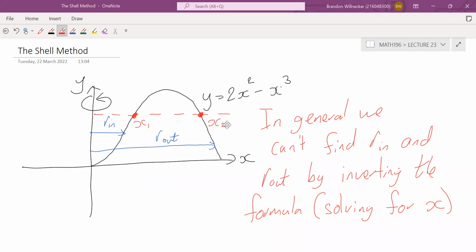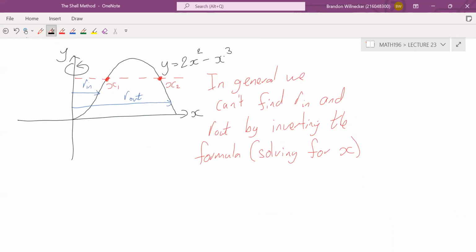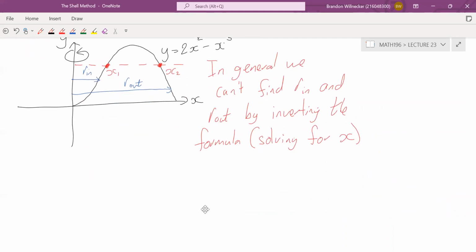So what we do instead is we come up with a new method of trying to find the volume. And we call this the method of cylindrical shells. Okay, so how does this method work? Instead of cutting this up into washers like we did last time, we're going to cut it up into cylindrical shells. So let's just redraw this picture so we can see what it is.